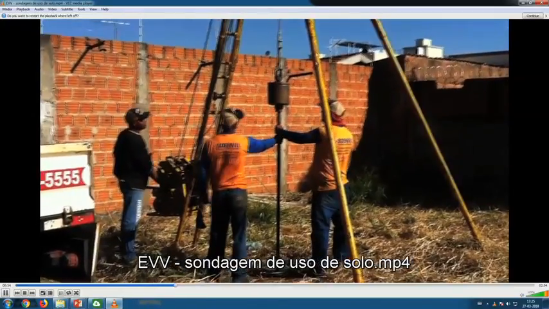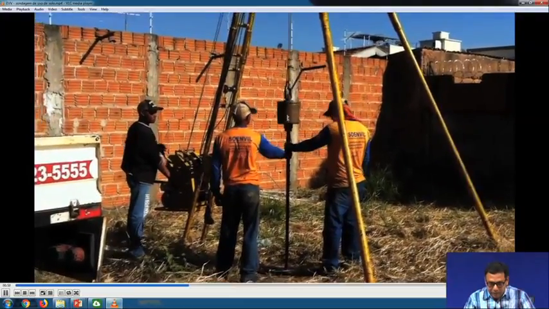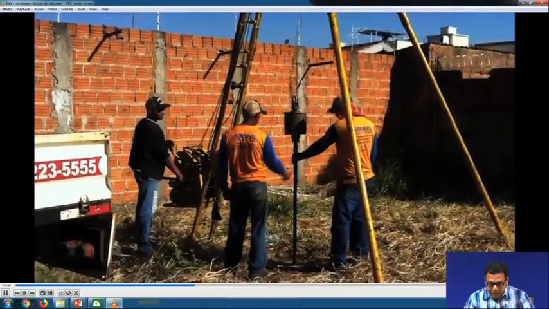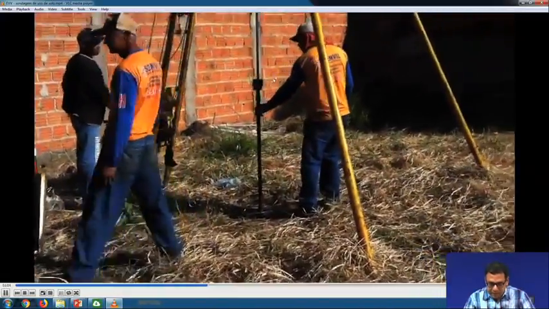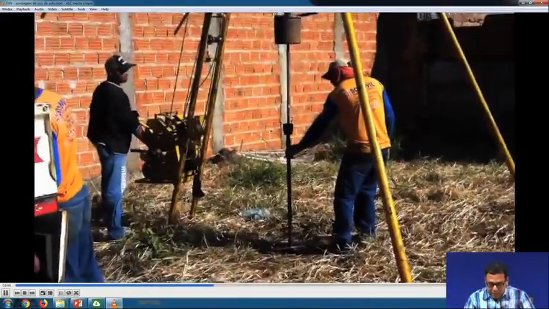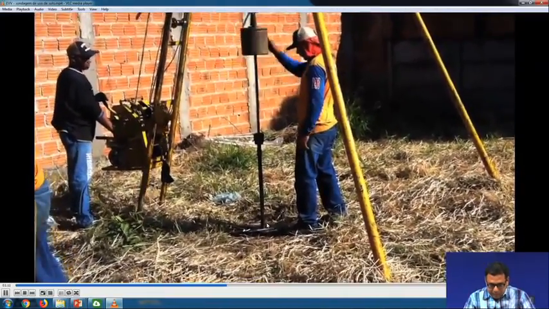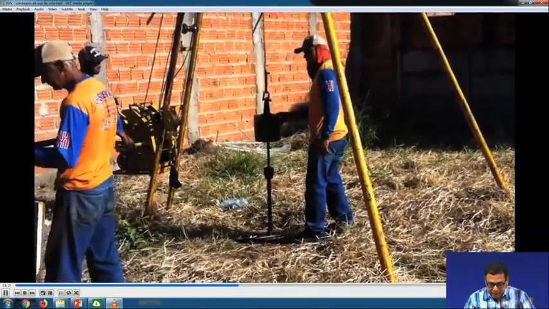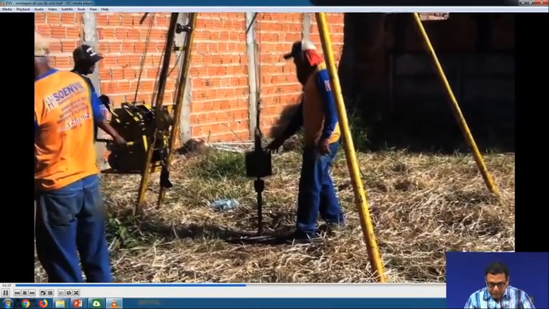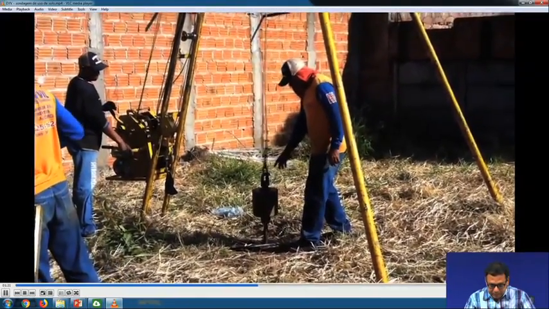This is another type of arrangement where this is the hammer and this is the free fall. Hammer weight is 63.5 kg, free fall is 75 millimeter. Here this is the drill rod, where the hammer blow is applied, and at the bottom of the drill rod the sampler tube is attached. This is another way we can conduct this SPT test.